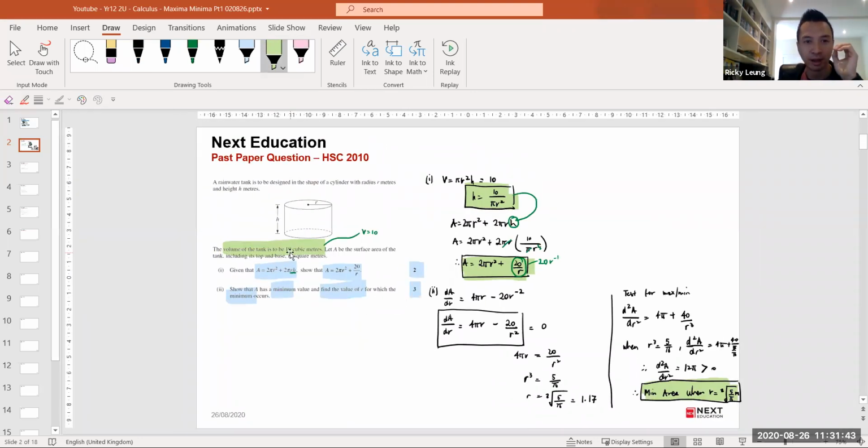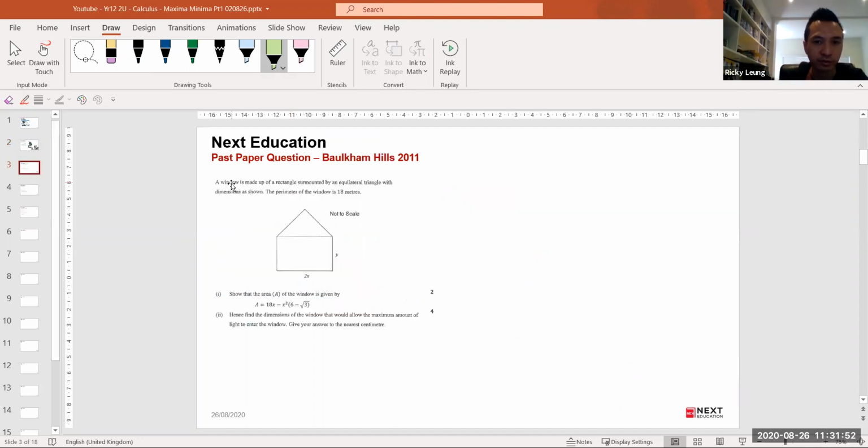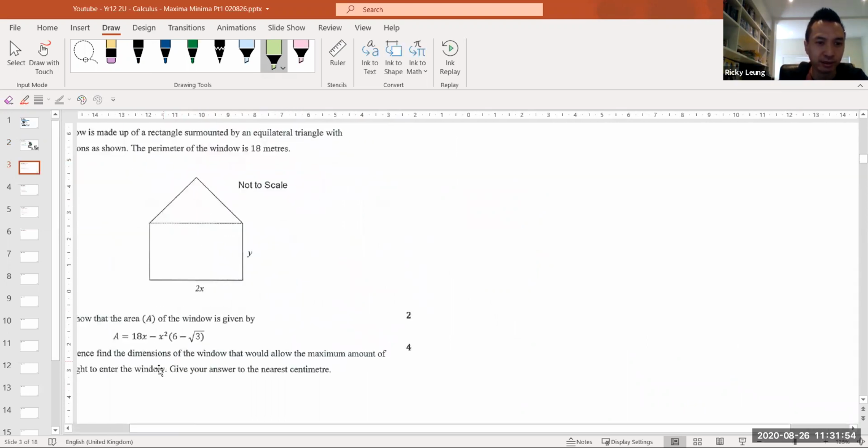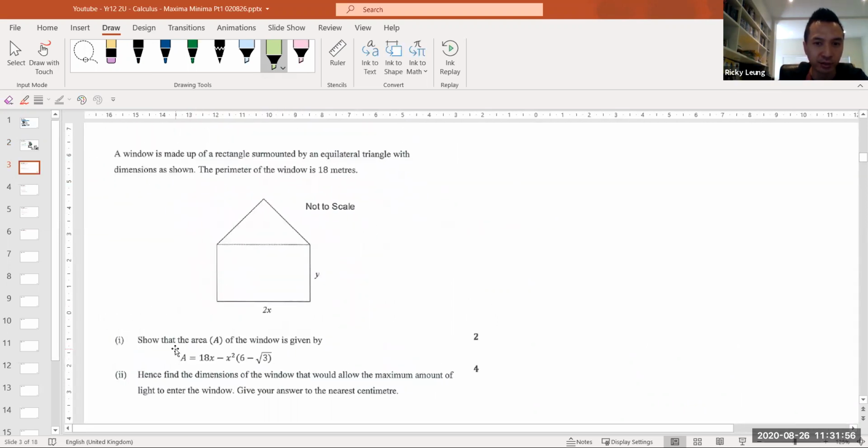So that's, I'd say, a really straightforward question for maxima and minima. Nothing too fancy about that. Let's try another one. So this is from Balcombe Hills. So you can see that the intensity increases slightly with the formula that we're asking you to prove. They were asking us to prove.